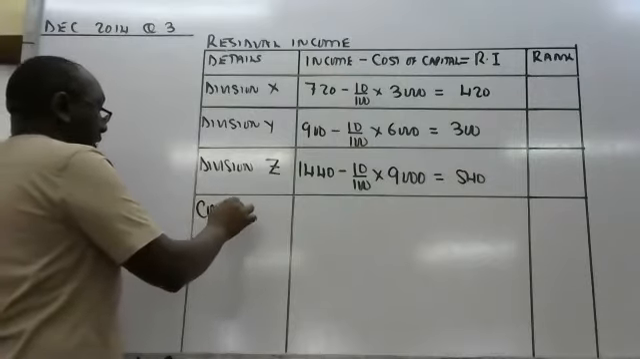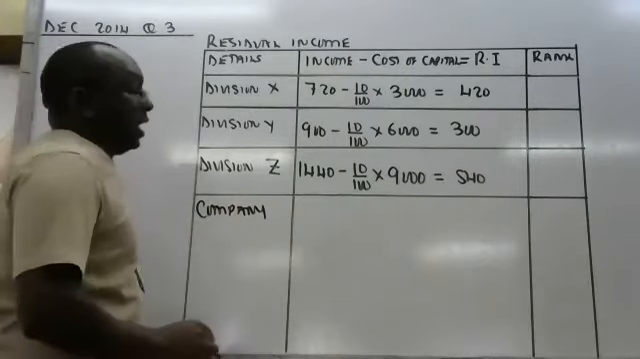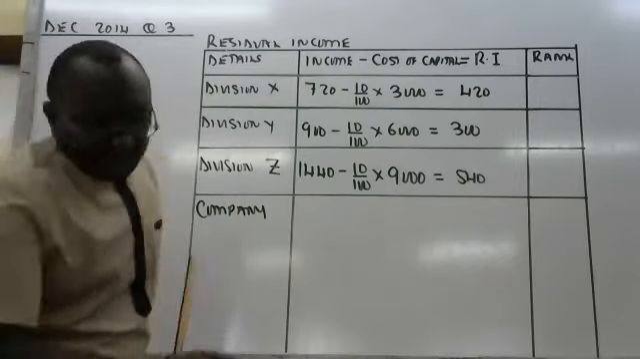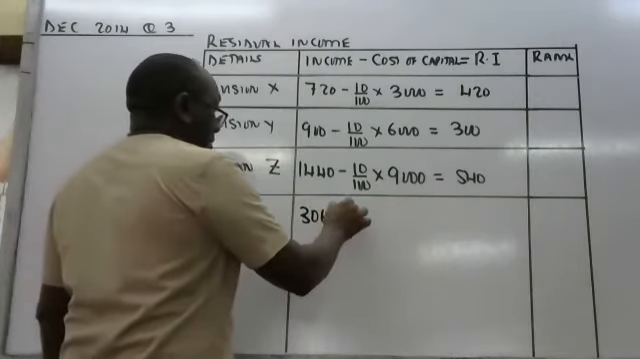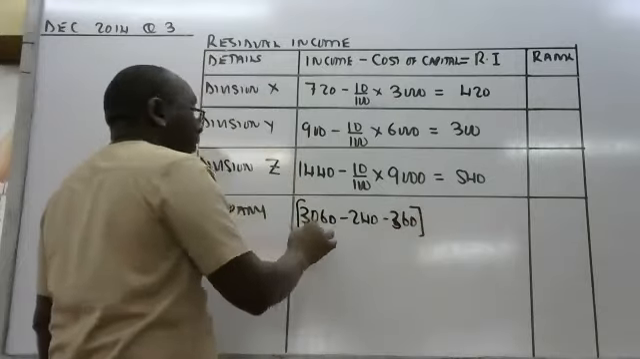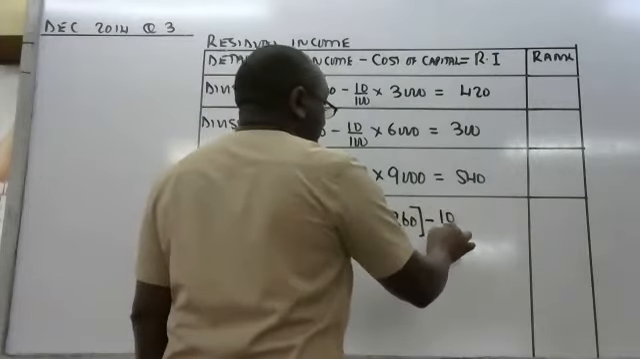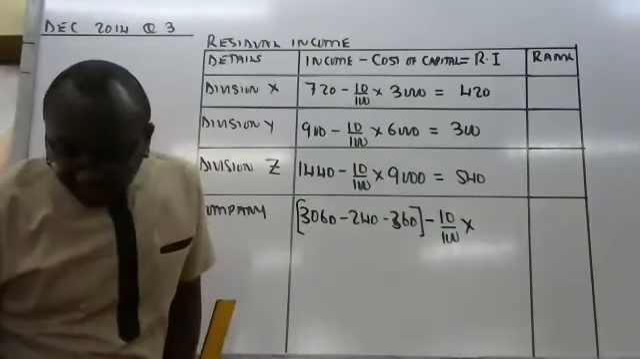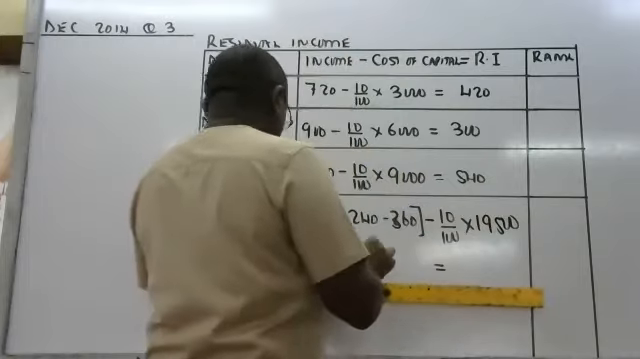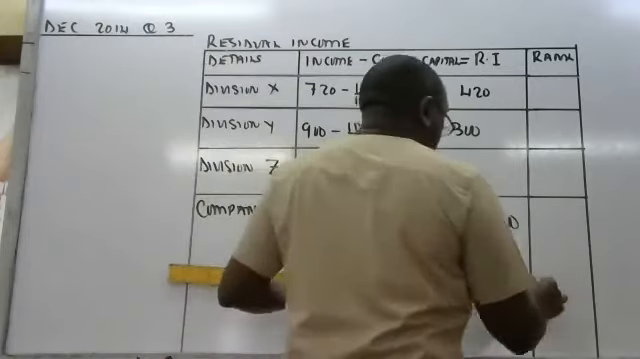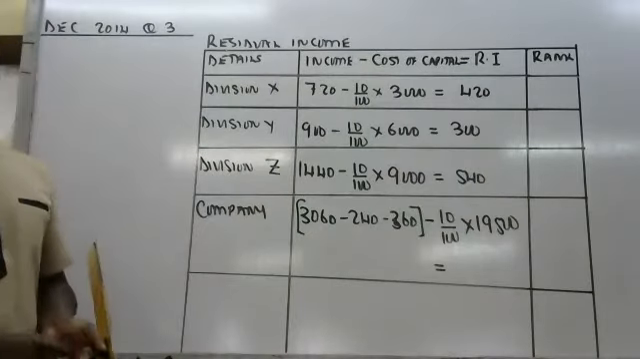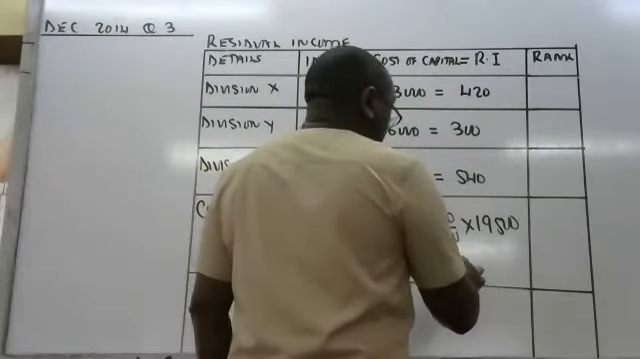Then we have the company. The company profit, what we said, is 3060 minus 240 minus 360. So this, you minus 10% of 19,500.